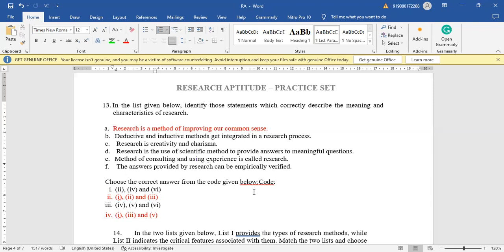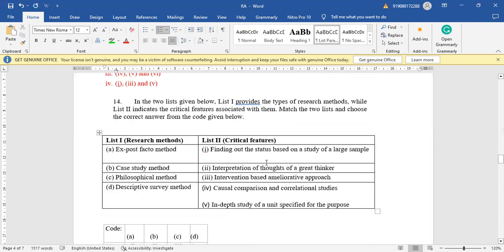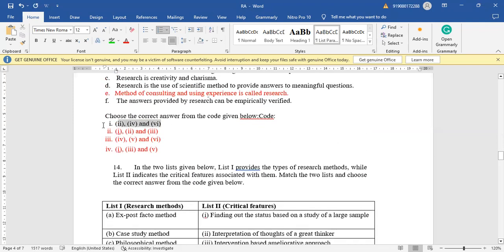Option 5 means option E: method of consulting and using experience is called research. Is that so? No, sir. That is an advisory service, correct? So now the answer is the third. Wherever E comes, that becomes the wrong answer. This is the shortcut. So the first answer is 1, yes.